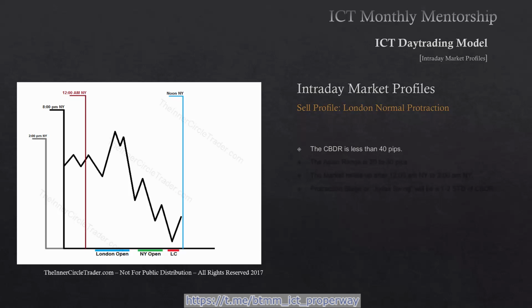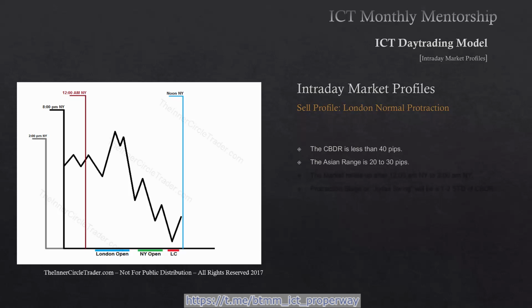But you start with the central bank dealers range, and for a classic or high probability London normal protraction sell day, the central bank dealers range is going to be less than 40 pips. Now, as soon as you see a central bank dealers range that's greater than 40 pips, this is not going to be that profile. So you'll have to either go to the next one we'll teach in this lesson, or you're just going to consider whether or not you're going to be trading London.